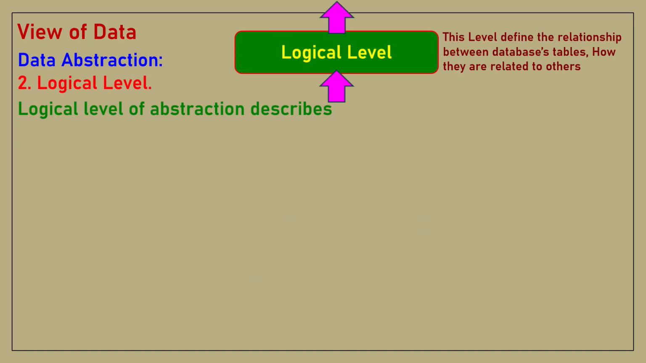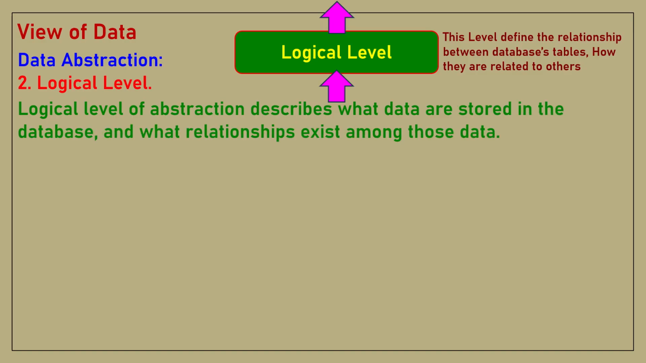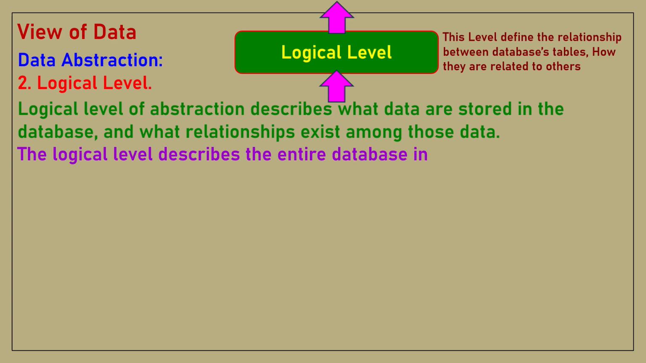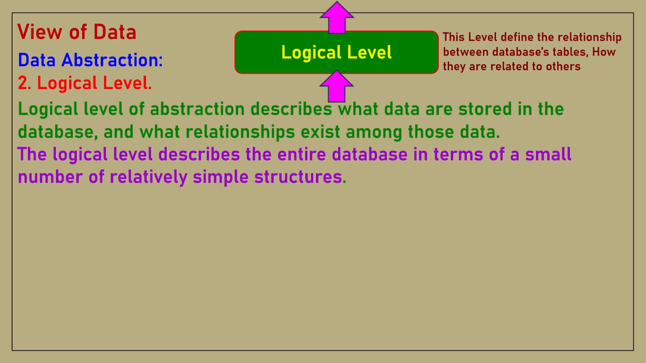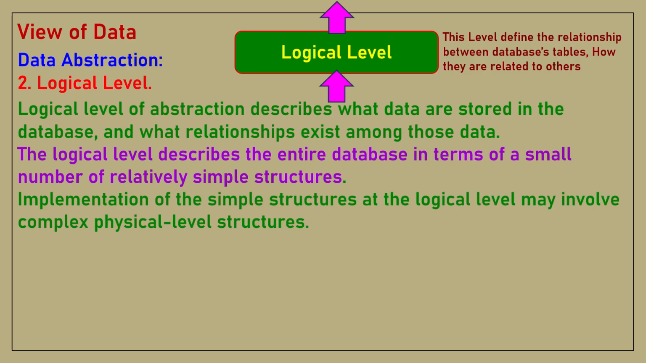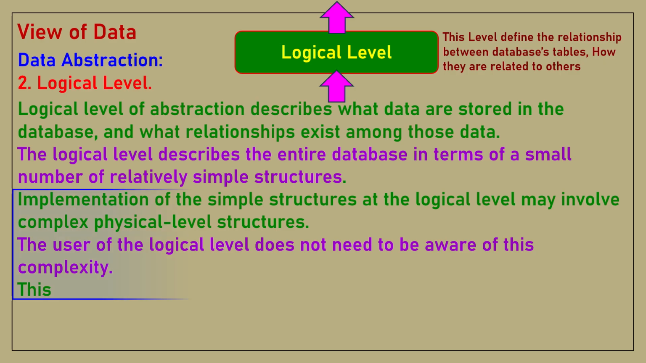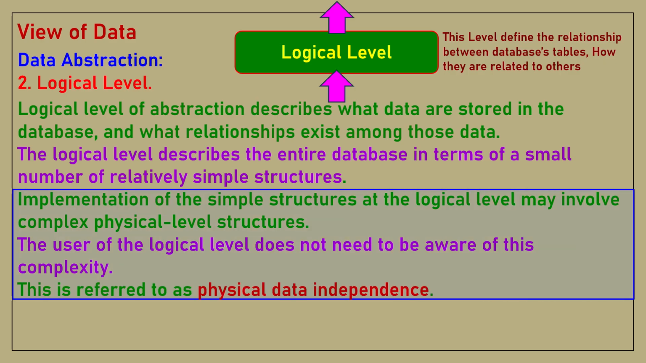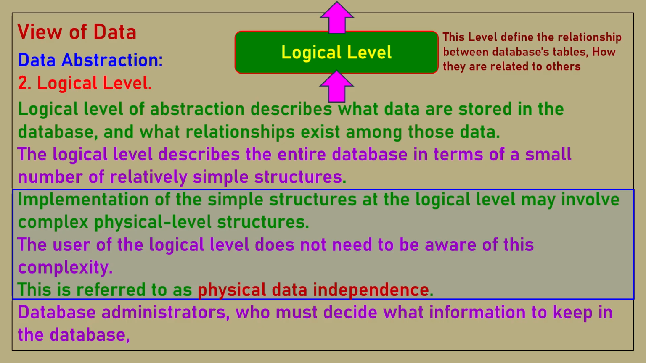Logical level of abstraction describes what data are stored in the database and what relationships exist among those data. The logical level describes the entire database in terms of a small number of relatively simple structures. Even though implementation of the simple structures at the logical level may involve complex physical level structures, the user of the logical level does not need to be aware of this complexity. This is referred to as physical data independence. Database administrators, who must decide what information to keep in the database, use the logical level of abstraction.